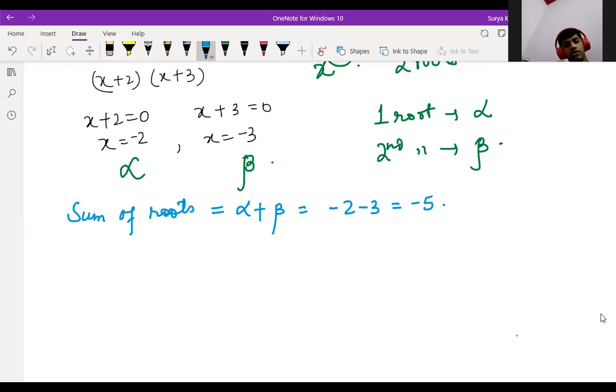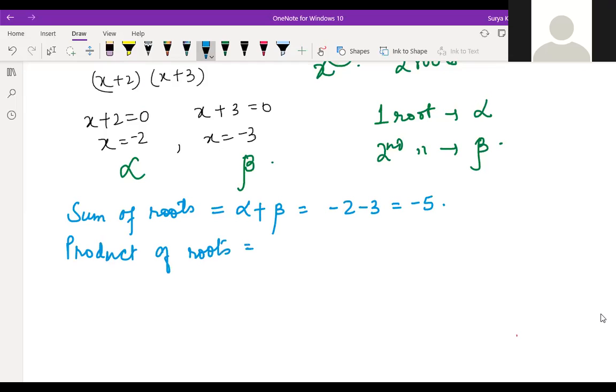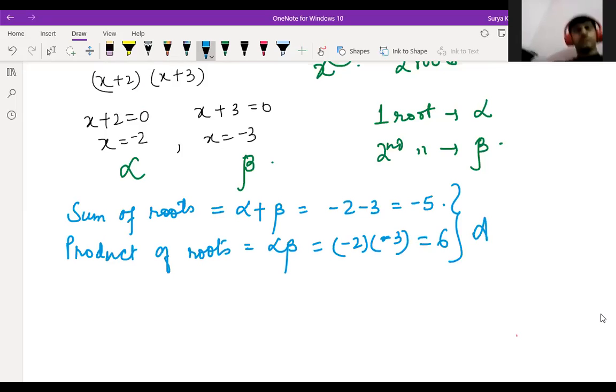Yes, sir. If I write here the product of the roots, we write alpha beta, correct? So minus 2 into minus 3, that is 6. So this is your answer, children. If you have to find completely alpha and beta, this is the answer for the sum of the roots and the product of the roots.